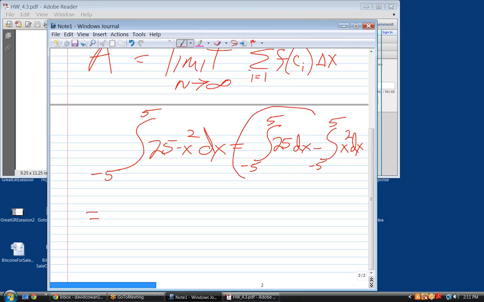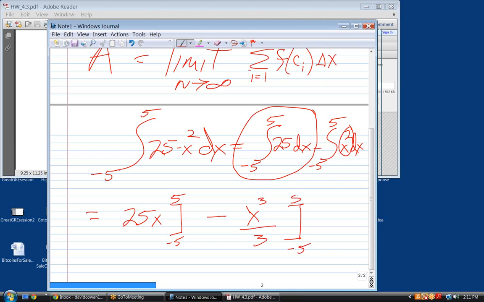So what's the integral of that? We would have just 25x, evaluated between minus 5 and 5, minus, what's the integral of x squared? x cubed over 3, evaluated from minus 5 to 5. And that's the way we're going to solve that.